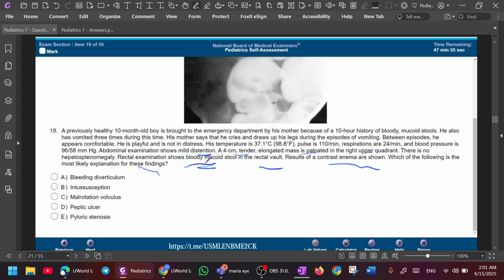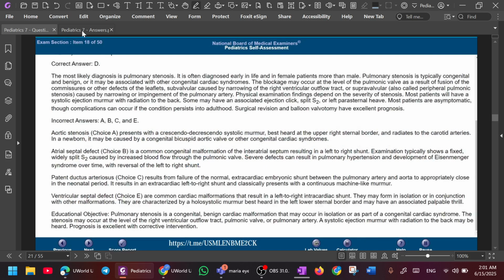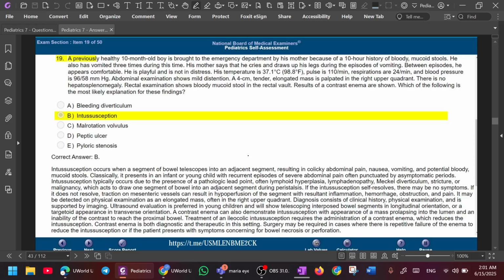Ready? Okay, is it intussusception? That's what I'm between, that and malrotation with volvulus, but I guess it's intussusception. I'm thinking. Ready? Yes. Okay. So it is intussusception.